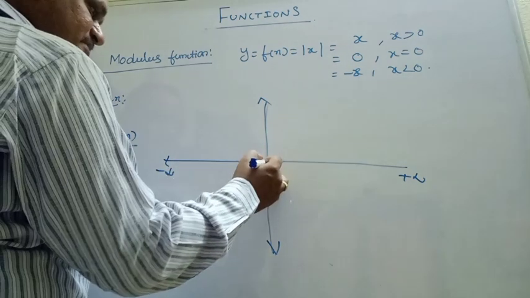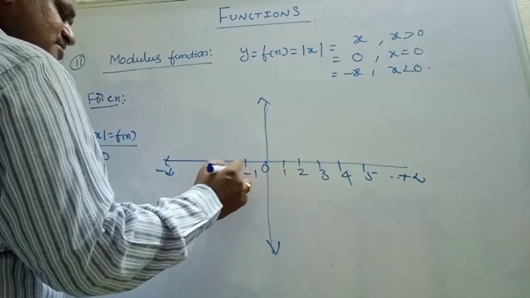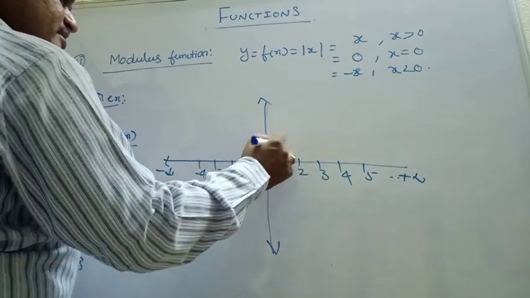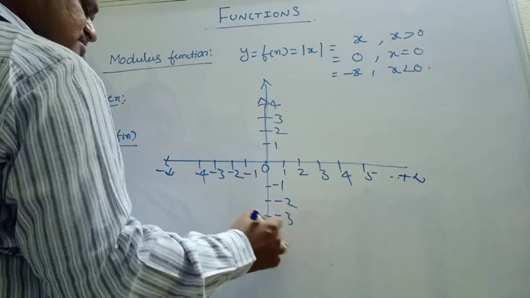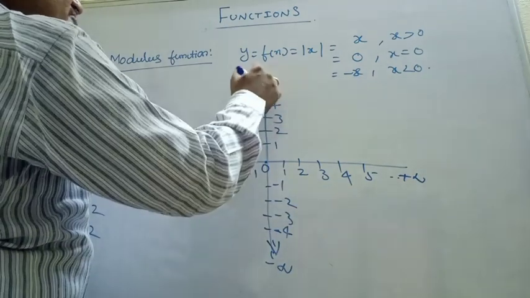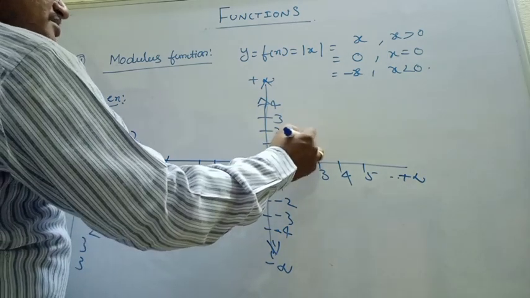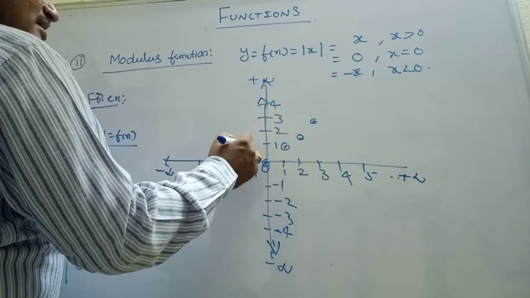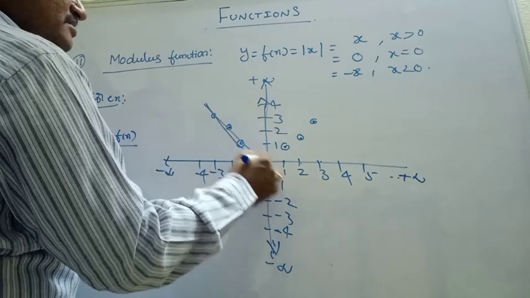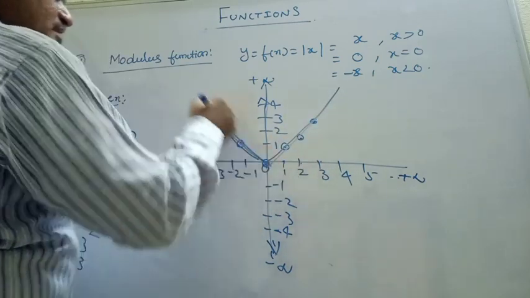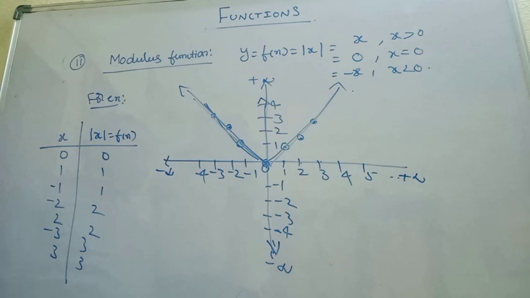Therefore, this one is something like 0 here, 1, 2, 3, 4, 5, and so on. This is minus 1, minus 2, minus 3, minus 4. Here 1, 2, 3, 4, and so on. This is now minus infinity to plus infinity. Now (0, 0) is here, (1, 1) is here, (2, 2) is here, (3, 3) will be here, (minus 1, 1) will be here, (minus 2, 2) will be here, (minus 3, 3). If you just join like this, you are going to get a V-shaped curve. This is the graph of this, and we have discussed the domain and range of this function already, right?